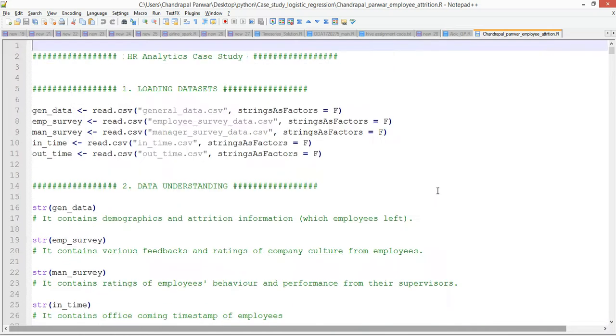So we start the case study by analyzing the data. We load the data sets. There were around five data sets given. Each data set had some information. The general data set, which I showed you, has demographic and attrition information. The other one is the employee survey, which the company gets filled after the person leaves the company. Then the manager survey, and the in-time and out-time data sets, which contain the timing at which the employee came to the company and left the company.